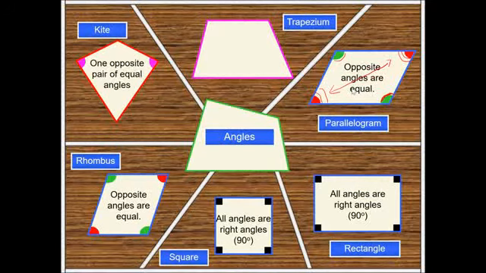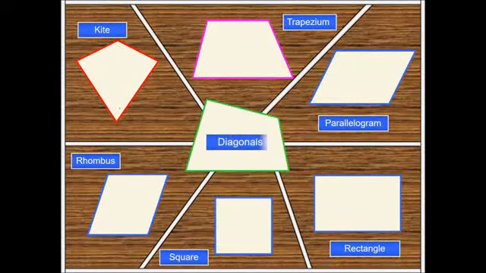Poor old Kite, our rebel. There's only one pair of opposite angles that are equal. If you look at this, you will see that this angle is an obtuse angle and this angle is an acute angle. They are definitely not equal. What about the diagonals? What is a diagonal? If you connect two angles with a straight line, then it's called a diagonal.